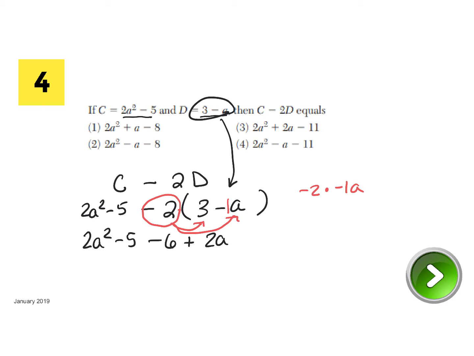Now I look for my like terms. 2a squared has nobody that is like it. My 2a has nobody that's like it, so plus 2a, and now my negative 5 and my negative 6 turn into negative 11. So go up there and take a look. You know it's not these two, and you know it's not this one, so it has to be choice 3.